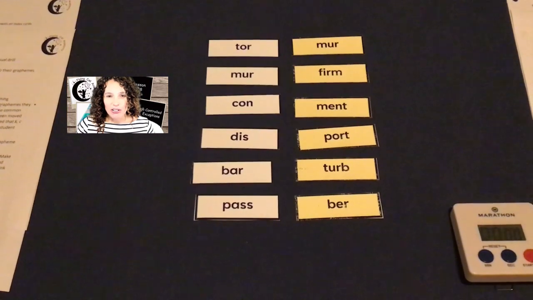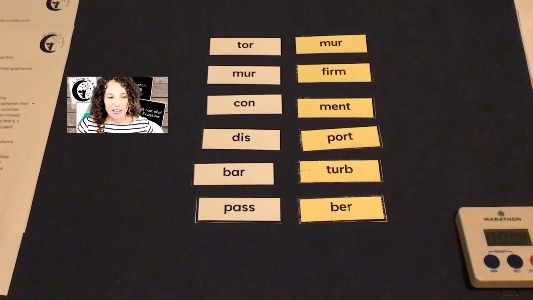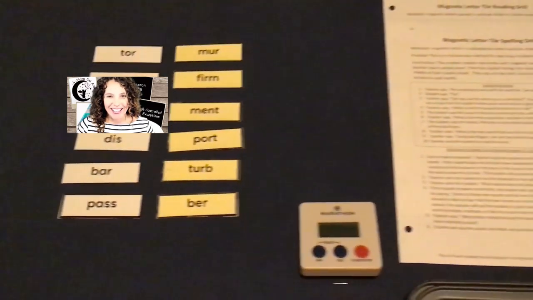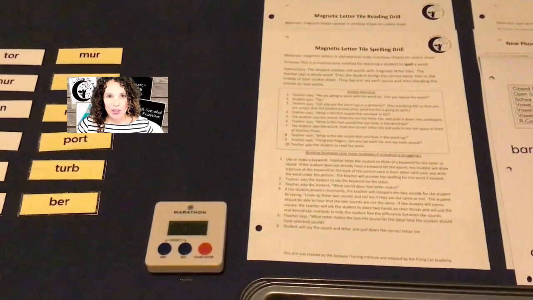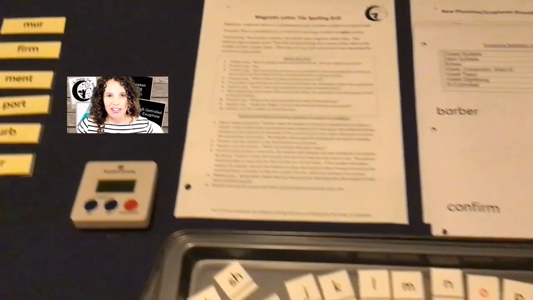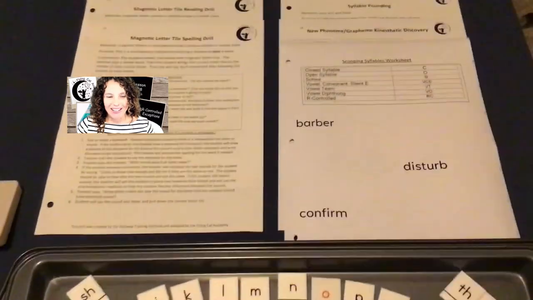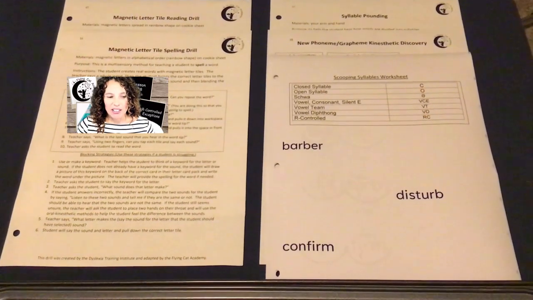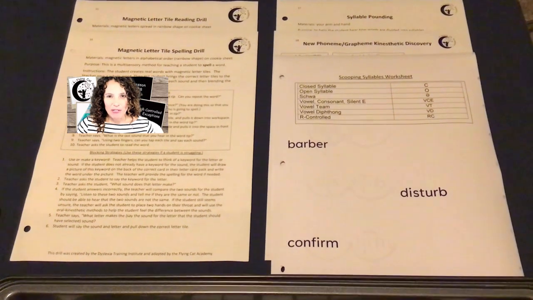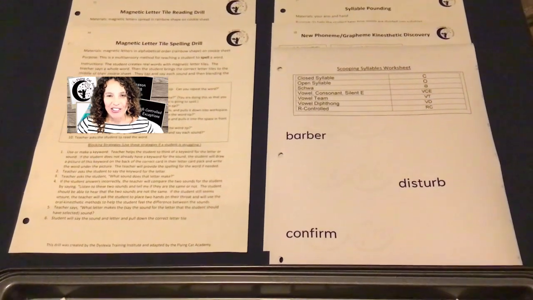We'll have a syllable card drill today, so you'll have to have those cut out and ready to go on the table. For the magnetic letter tile drills for reading and spelling, you'll need the teacher instruction sheets and the cookie sheet with the letters spread in a rainbow shape for the student. You'll need the syllable pounding instruction sheet, the new phoneme grapheme kinesthetic discovery sheet, and the sheets for the lesson.